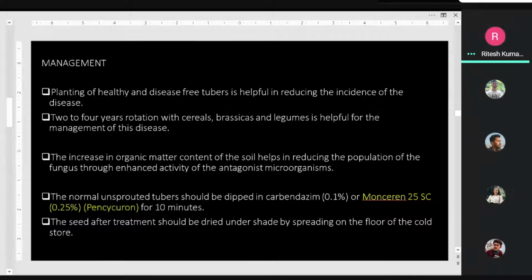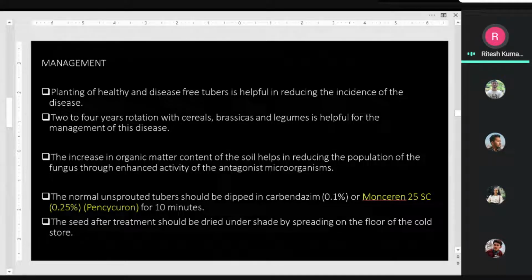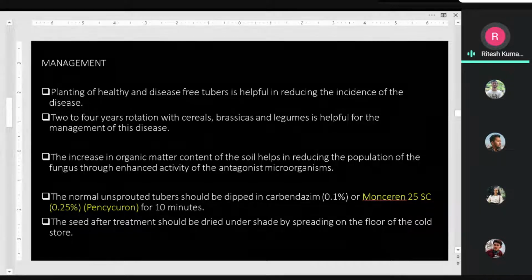hectare. Soil application of trichoderma and pseudomonas, त्यो कसरी गर्ने, कुन रेटमा गर्ने कुरा मैले धेरैचोटि भनिसकेको छु. I won't be repeating it again and again. So that is also very useful. Soil application of trichoderma and pseudomonas.